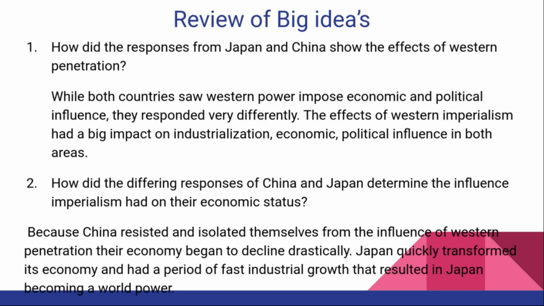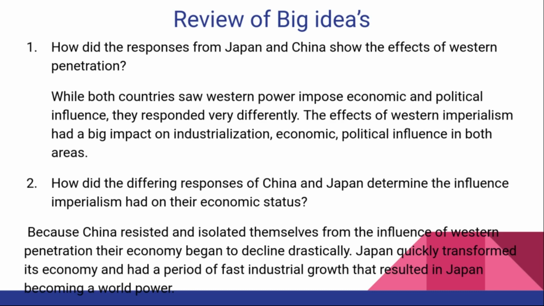Number 2, how did the differing responses of China and Japan determine the influence imperialism had on their economic status? Because China resisted and isolated themselves from the influence of Western penetration, their economy began to decline drastically, which is why Europeans stepped in and tried to dominate China as a whole. Japan, on the other hand, quickly transformed its economy and had a period of fast industrial growth that resulted in Japan becoming a world power.